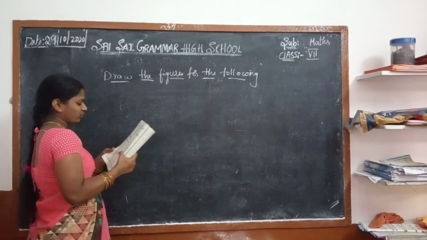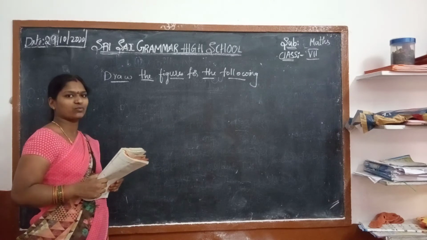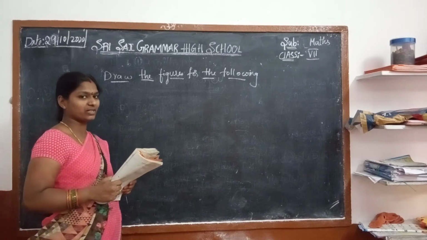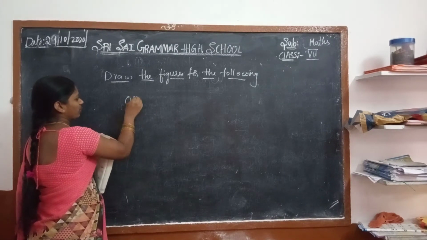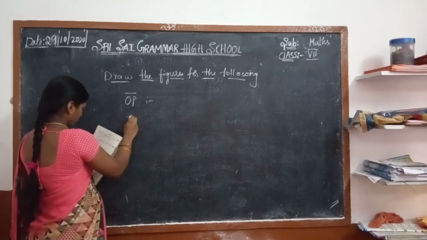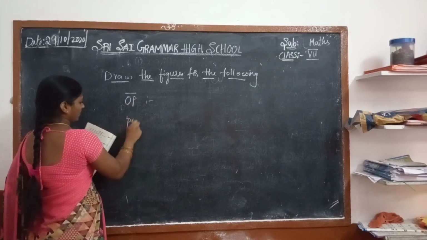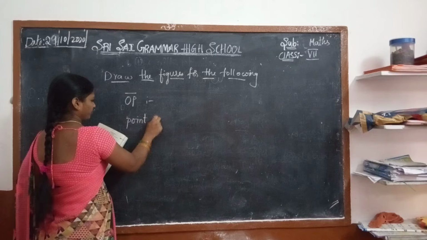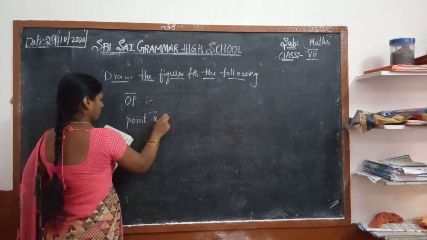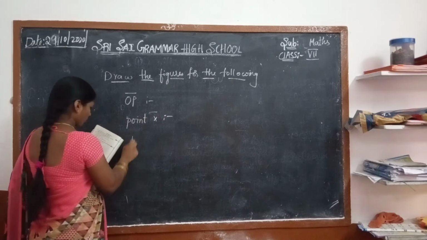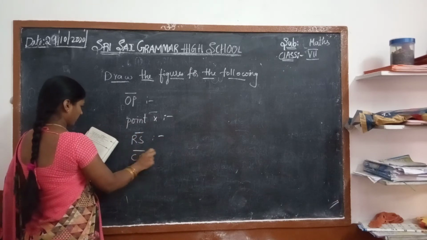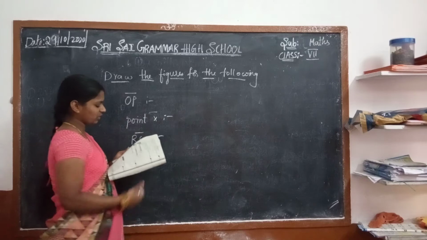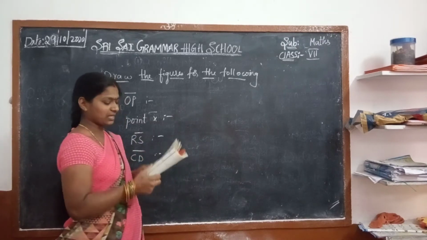Now, we have learned what is a ray, what is a line, what is a line segment. If they are represented in the form of points, that is OP like this, and also point X, and also RS, and also CD. If they give it like this, how should we convert it?